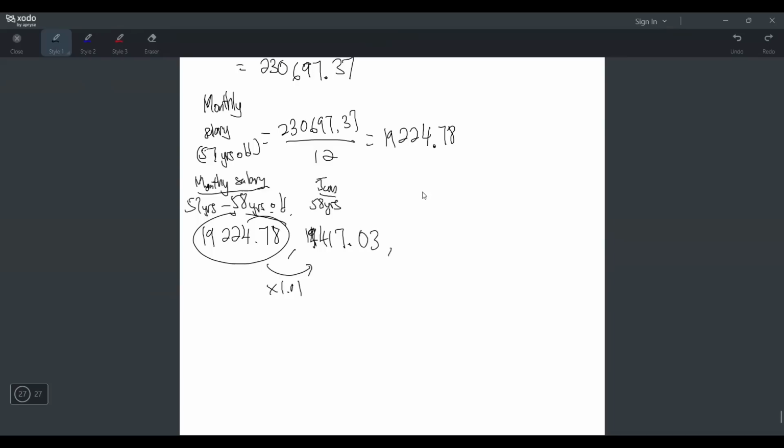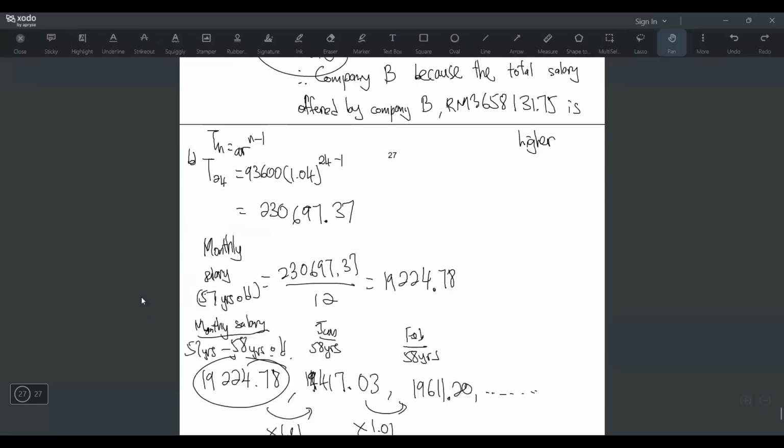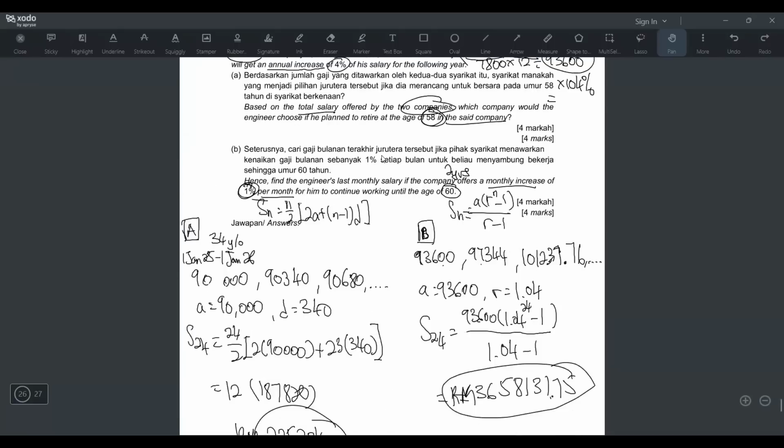Then what about February, when he's after 58 years old? It will be this one times 1.01, right? Let's press that again and see what I get. My calculator gives me 19611.199, so about 19611.20, right? And it will keep going, right? But we have to calculate until how many years old? Until he's 60 years old, which is like 2 years, right?